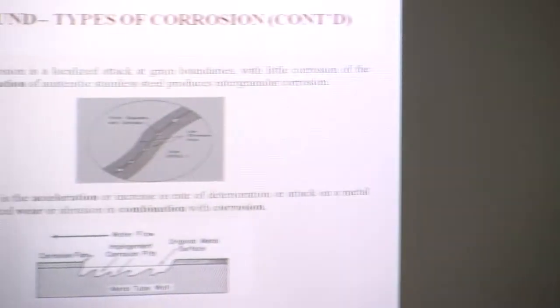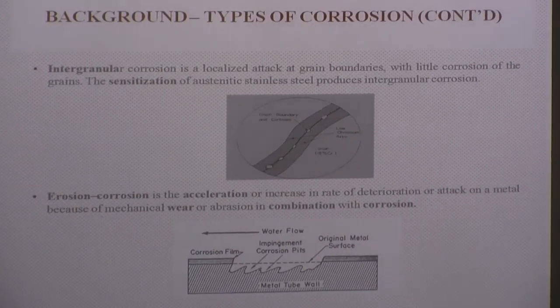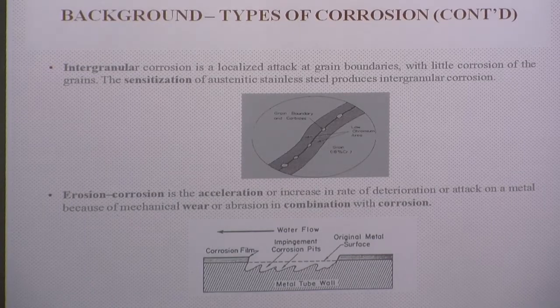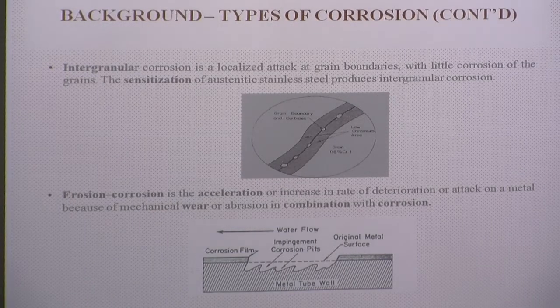Then the erosion corrosion, this takes place in pipelines most times. There's a rapid acceleration or increase in the rate of deterioration or attack because of mechanical wear, abrasion, or a combination of both. With erosion corrosion, you can actually see the direction of the flow, because as it goes through, it's turbulent. It takes away the material and forms that sort of pattern.